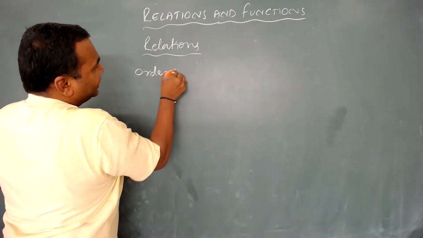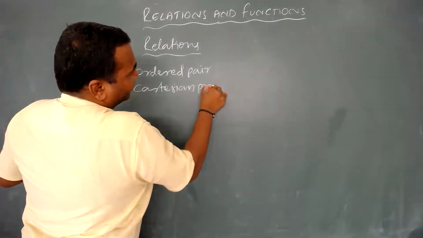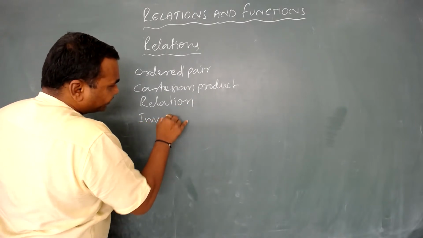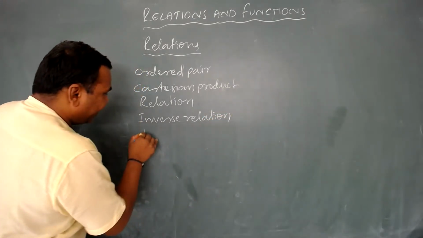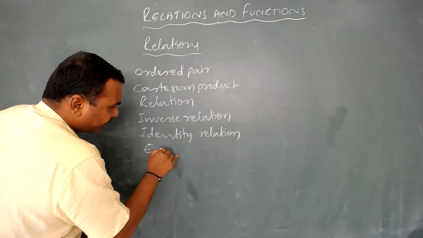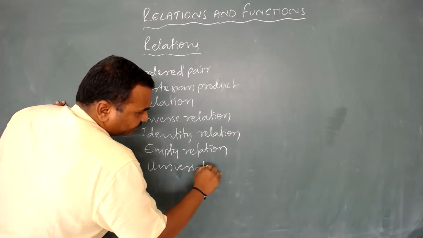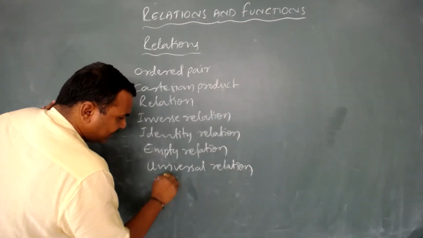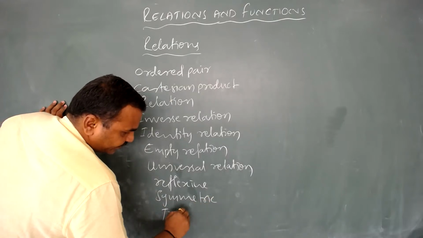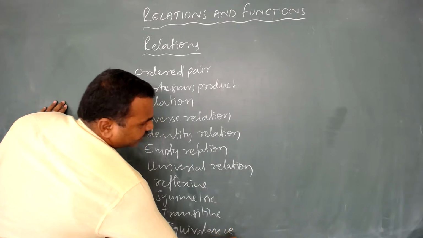What did we discuss? Ordered pair, Cartesian product, relation, inverse relation, identity relation, empty relation, universal relation, reflexive relation, symmetric, transitive, equivalence. Okay. We discussed these concepts.